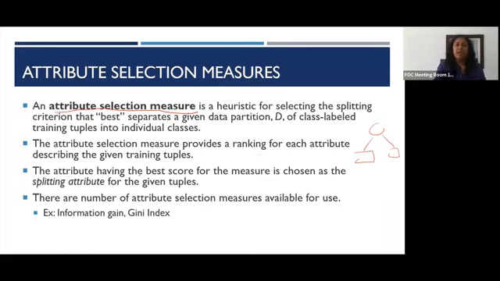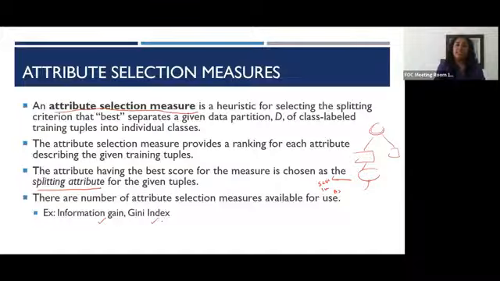Okay. The attribute having the best score for the measure is chosen as the splitting attribute. So for example, if you have savings, if you have income, if you have assets, and savings is getting the best score, you put it as the starting node. The next one you get as best, you put it as the next node, likewise, right? So there are many measures you can use for this. One is information gain, another is the Gini index.